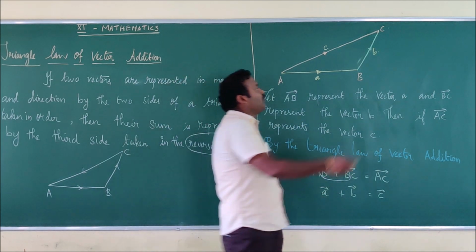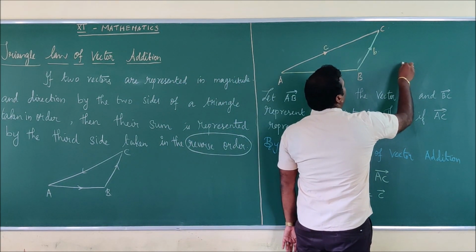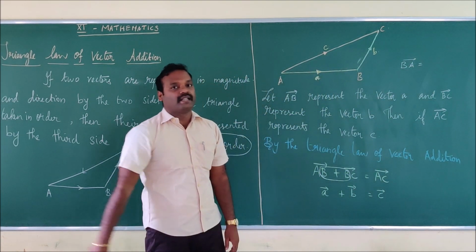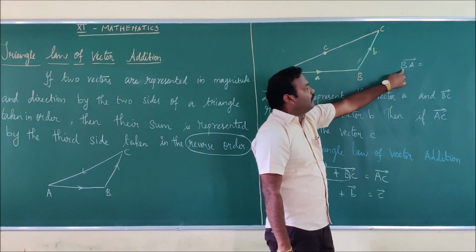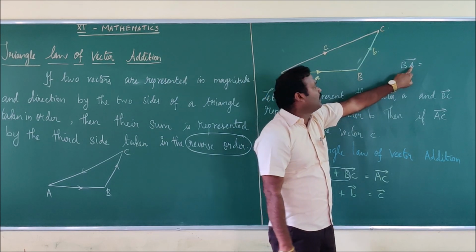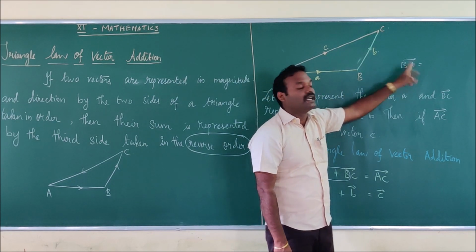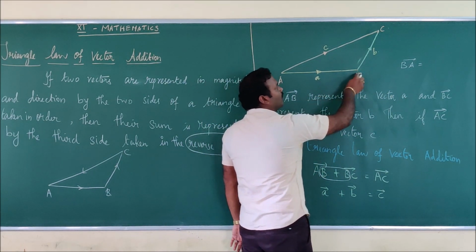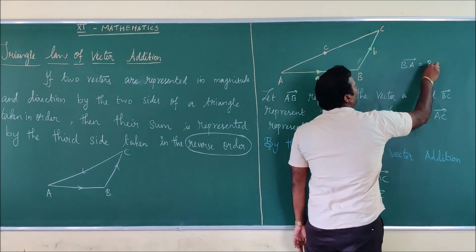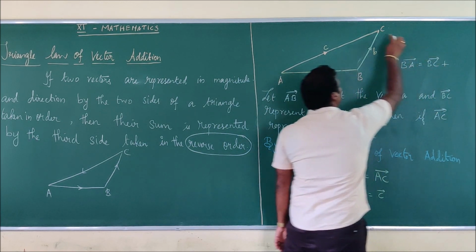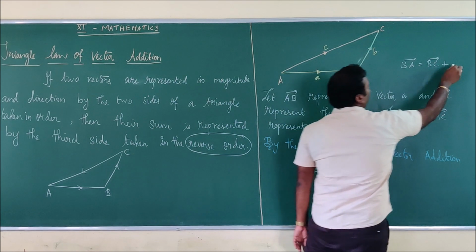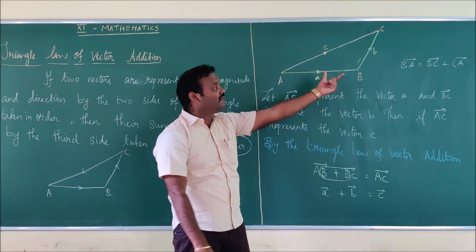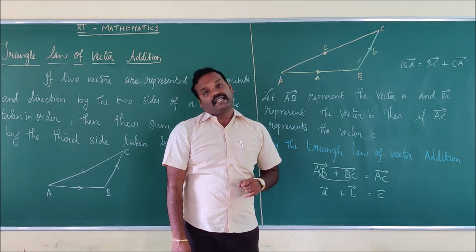Suppose I want to write the BA vector. When you want to write the BA vector, you have to note the starting point B and go to the ending point A. How can I follow the order? I can start with B, so I can go BC. So my order is BC vector plus, from C I can go to A, CA vector. So this is nothing but the triangle law of vector addition.